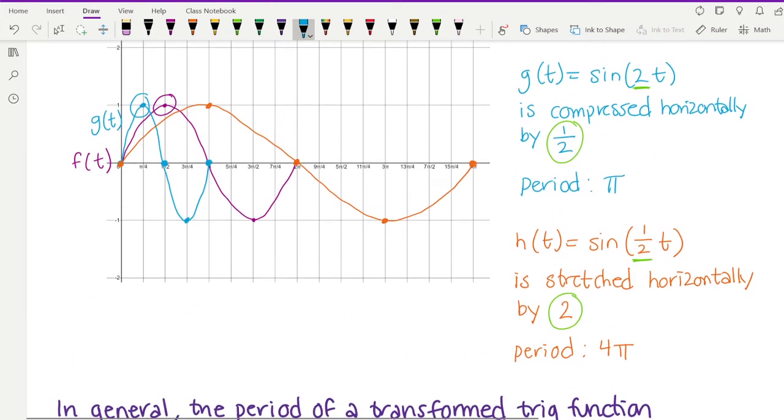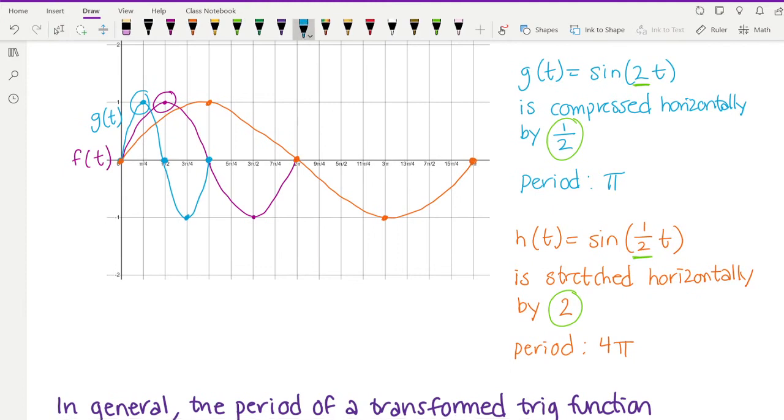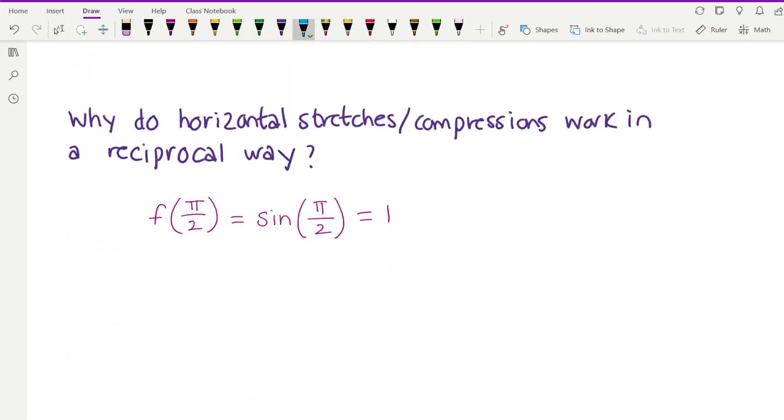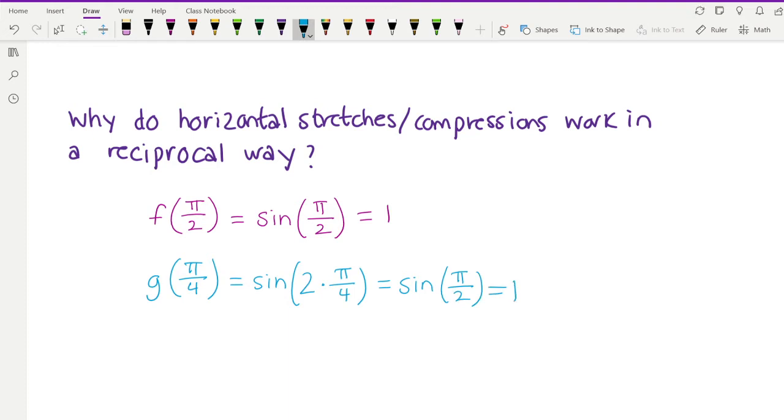Well, let's think about how this function works. So g of t is sine of 2 times t. So whatever number is getting plugged into your original parentheses, that's not the same number as you're taking sine of, right? You're taking sine of 2 times that number. So for example, if you do g of pi over 4, that's going to be sine of 2 times pi over 4, right? Because that's how this function works. It's 2 times t. And so that's going to be sine of pi over 2. And once again, that's going to equal 1.